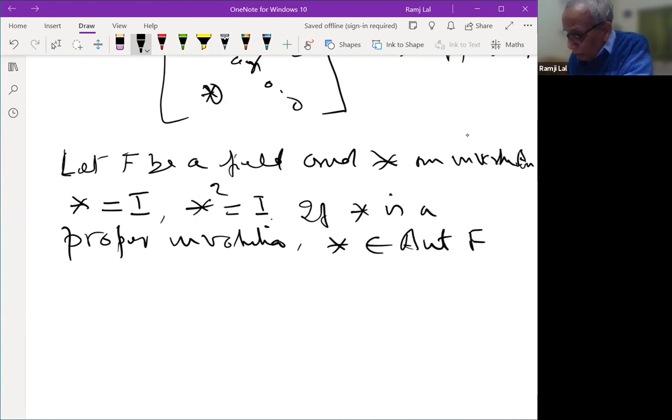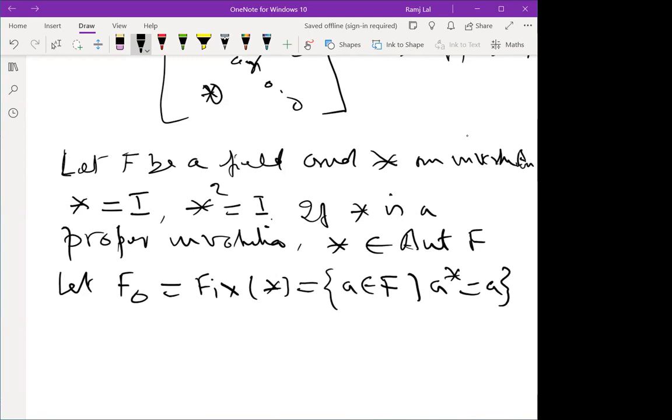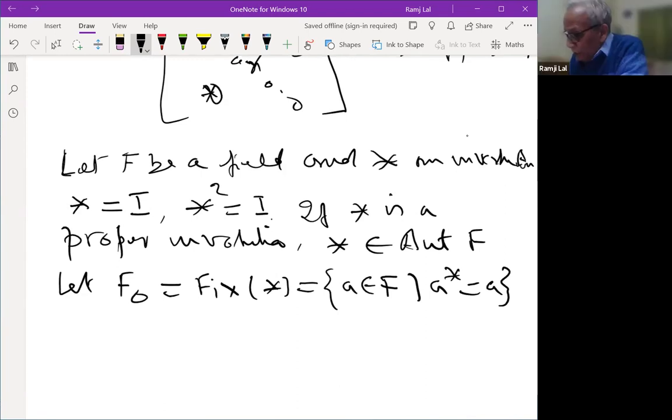So what you do here, let F naught denote the fixed field of this star. So what is this fixed field of star? This is the set of all elements a belonging to F such that a star is equal to a. So this is a subfield of F. And you know, this star is of order 2, so I'm using a little bit, you can do it directly also, but this is an involution of order 2.